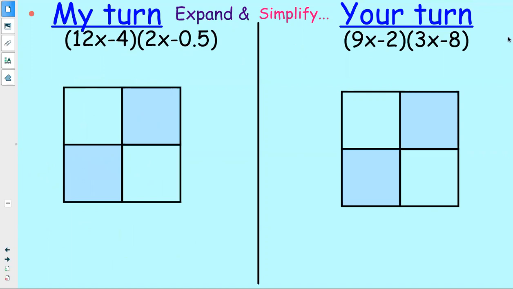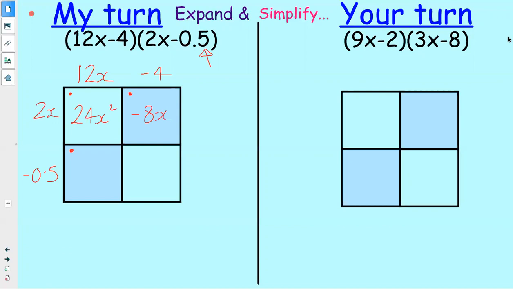Okay, next example. Put 12x up here, negative 4, 2x here, and negative 0.5. So don't get scared just because I put a decimal in there. We're doing the exact same thing as always. So the first box in here is 12x multiplied by 2x is 24x squared. This box, 2x multiplied by negative 4, negative 8x.